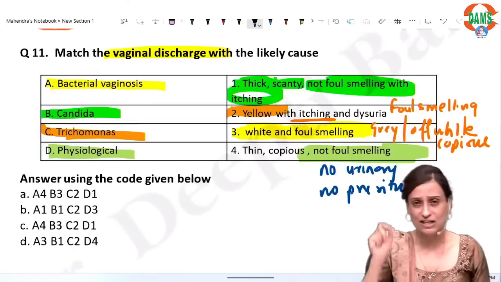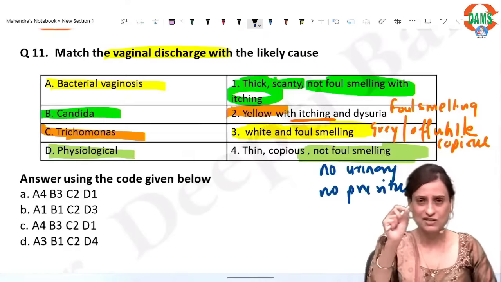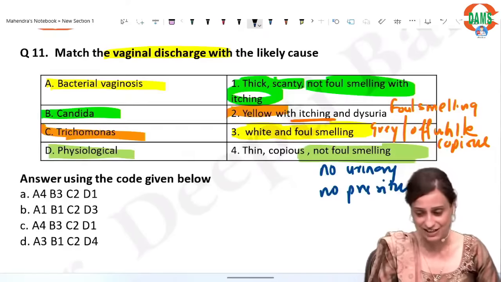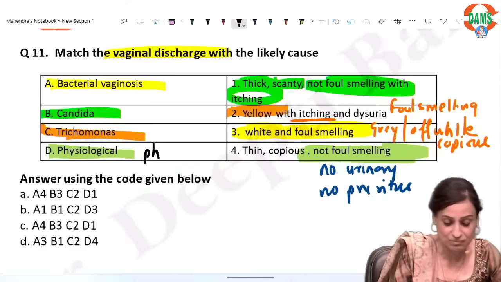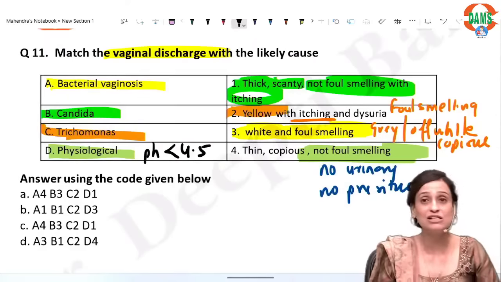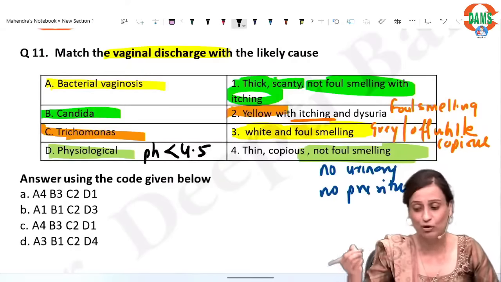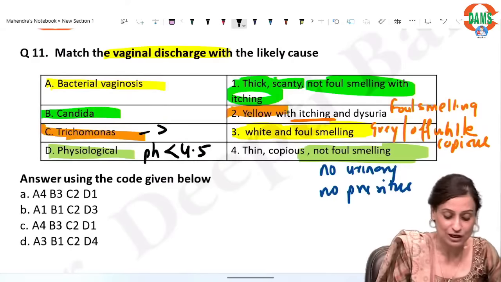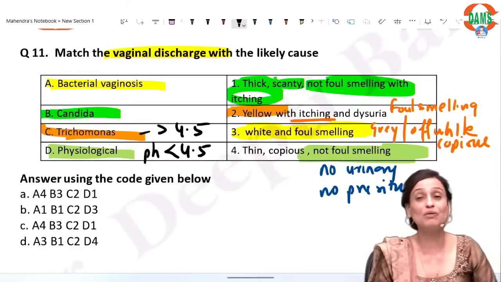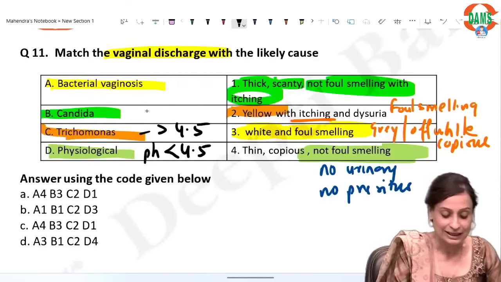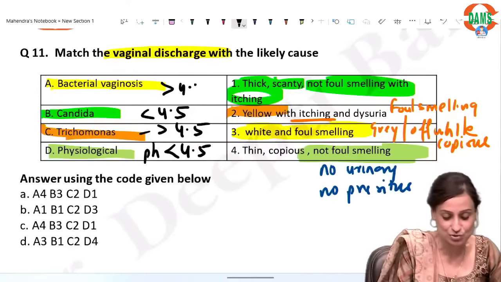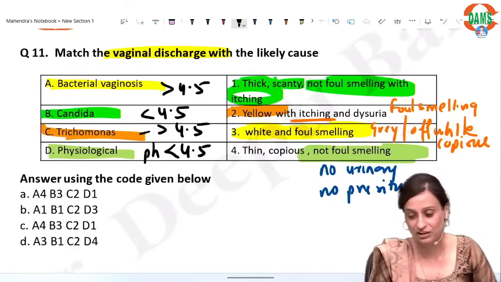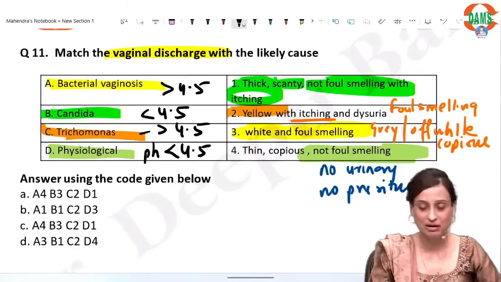Now we are going to discuss just key important other aspects that they give as hints in the INICET exam. So remember, in physiological discharge, the pH of vagina will be normal. So it has to be less than 4.5. Okay. Trichomonas, the pH has to be more than 4.5. Candida, less than 4.5, and bacterial vaginosis, more than 4.5. Important, they have been PYQs.